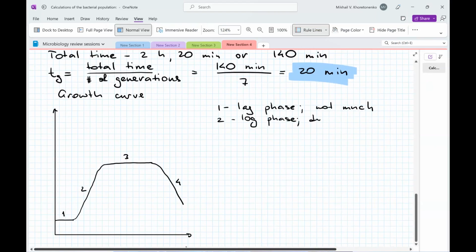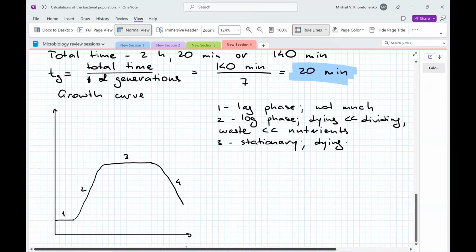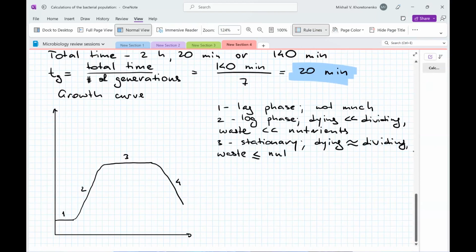Dying is much less than dividing, right? Waste is much less than nutrients. Three is the stationary phase. Dying is roughly equal to dividing, and waste is less, not much less, less or equal to nutrients.